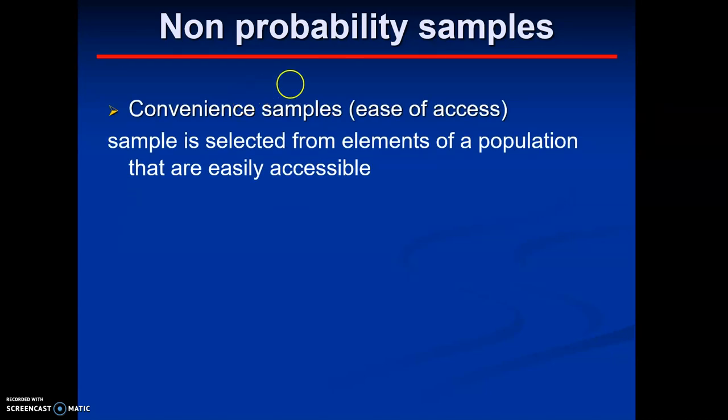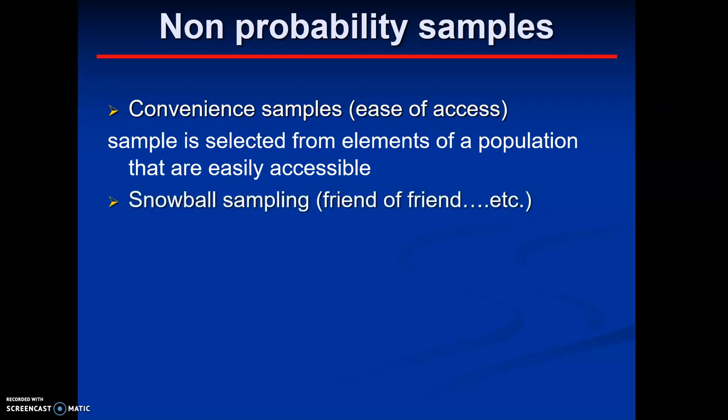The reason why we do non-probability sampling, for example, we do convenience sampling, is that it's very easy to access our respondents. The sample is selected from elements of the population that are easily accessible. For example, in the case of you wanting to study UNISA students, a convenience sample could be that you just target students at the library for your convenience, so that it's easy for you to do the survey.